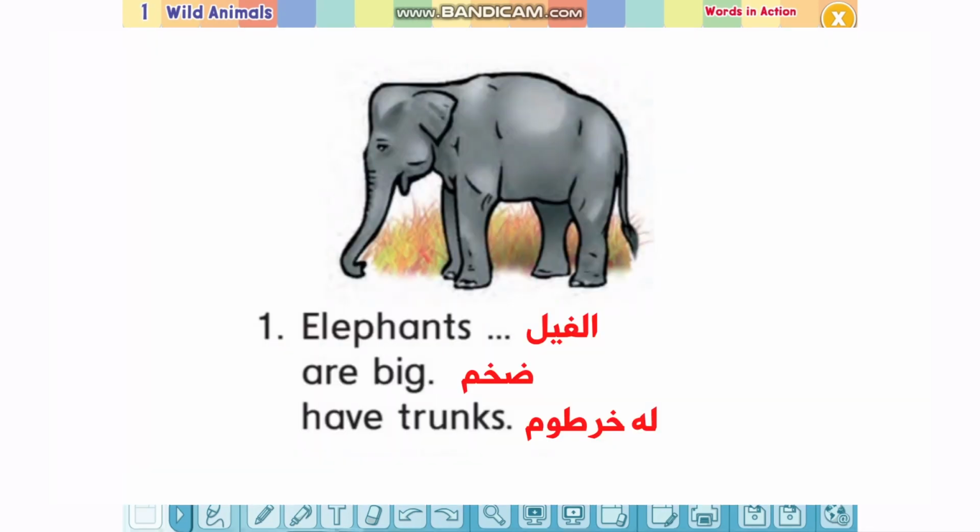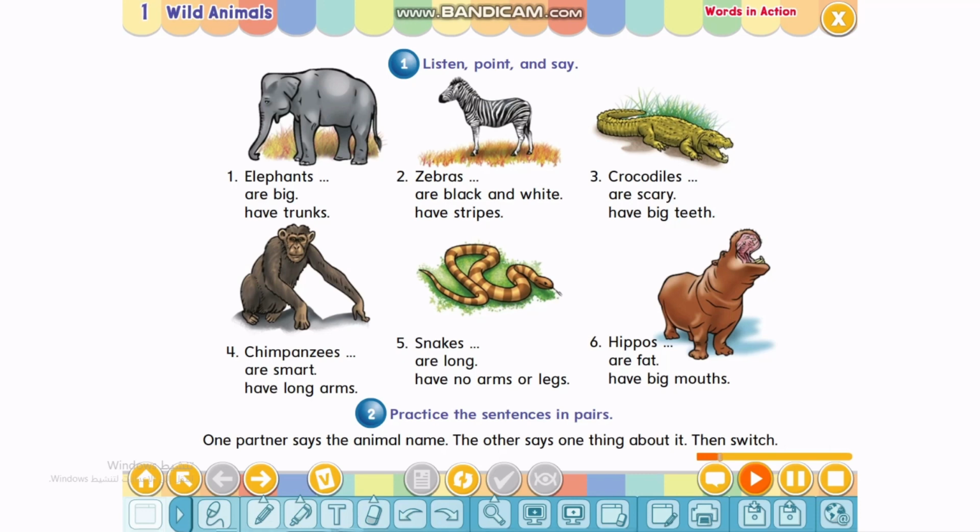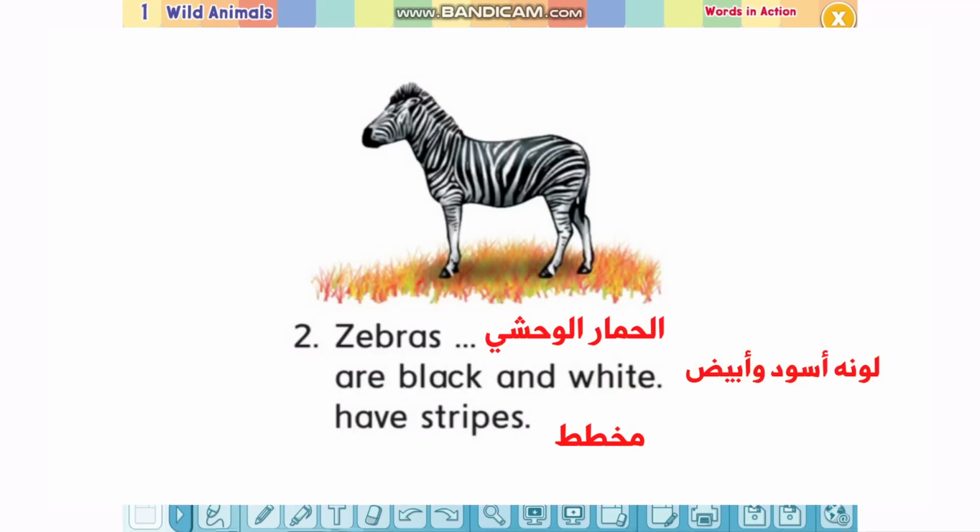One. Elephants are big. Elephants have trunks. Two. Zebras are black and white. Zebras have stripes.